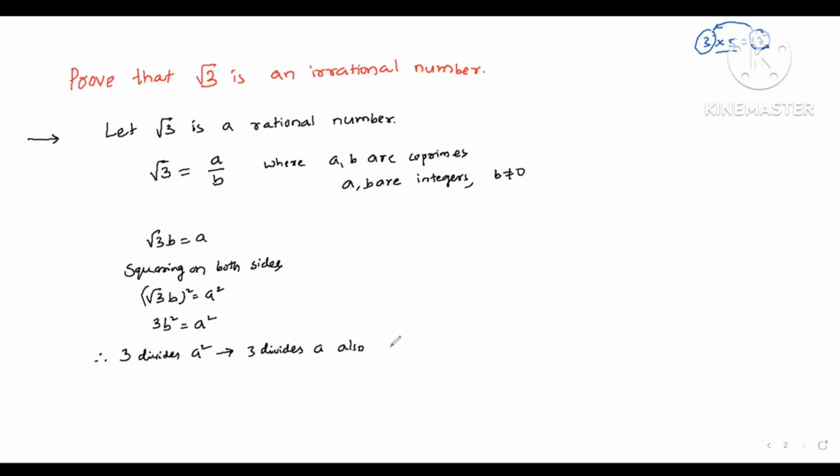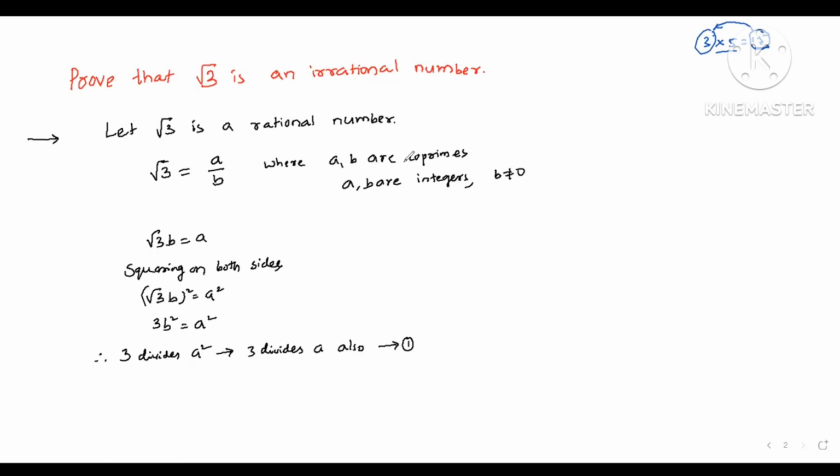So here let us take this statement as 1. Now here 3 is dividing a. This is according to the theorem number 1.6: when 3 divides a square, 3 divides a also. Now I think you understood what process we are doing.